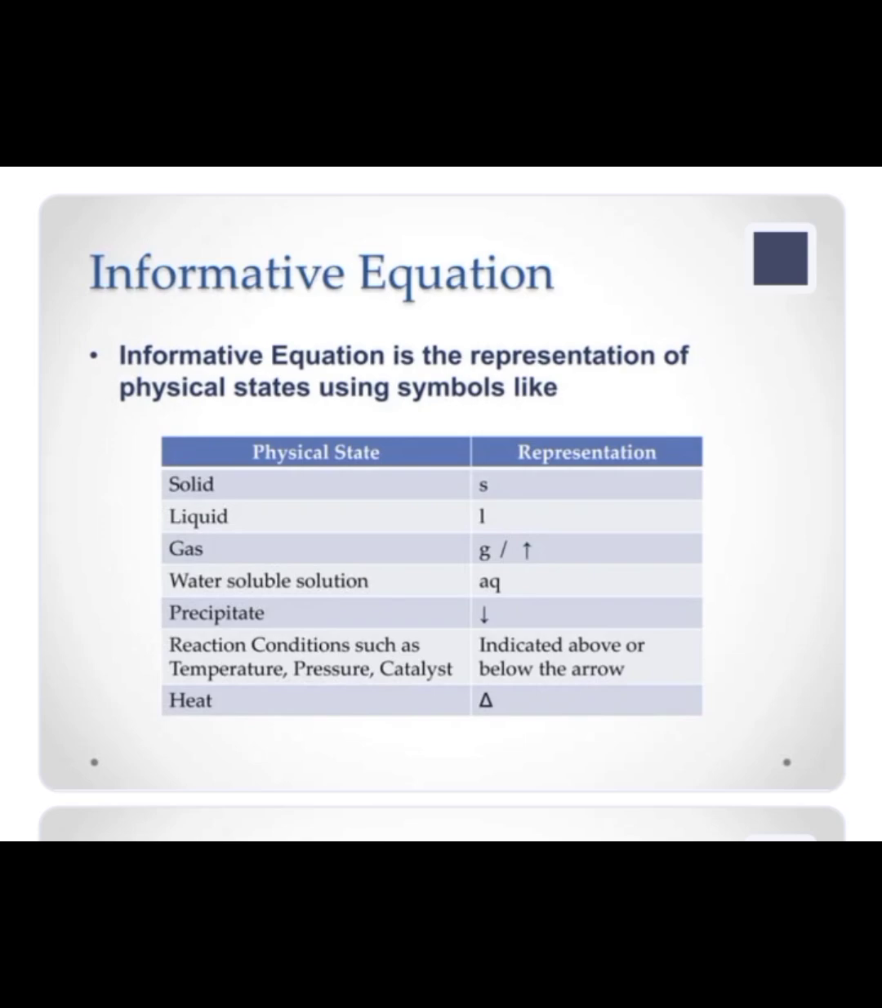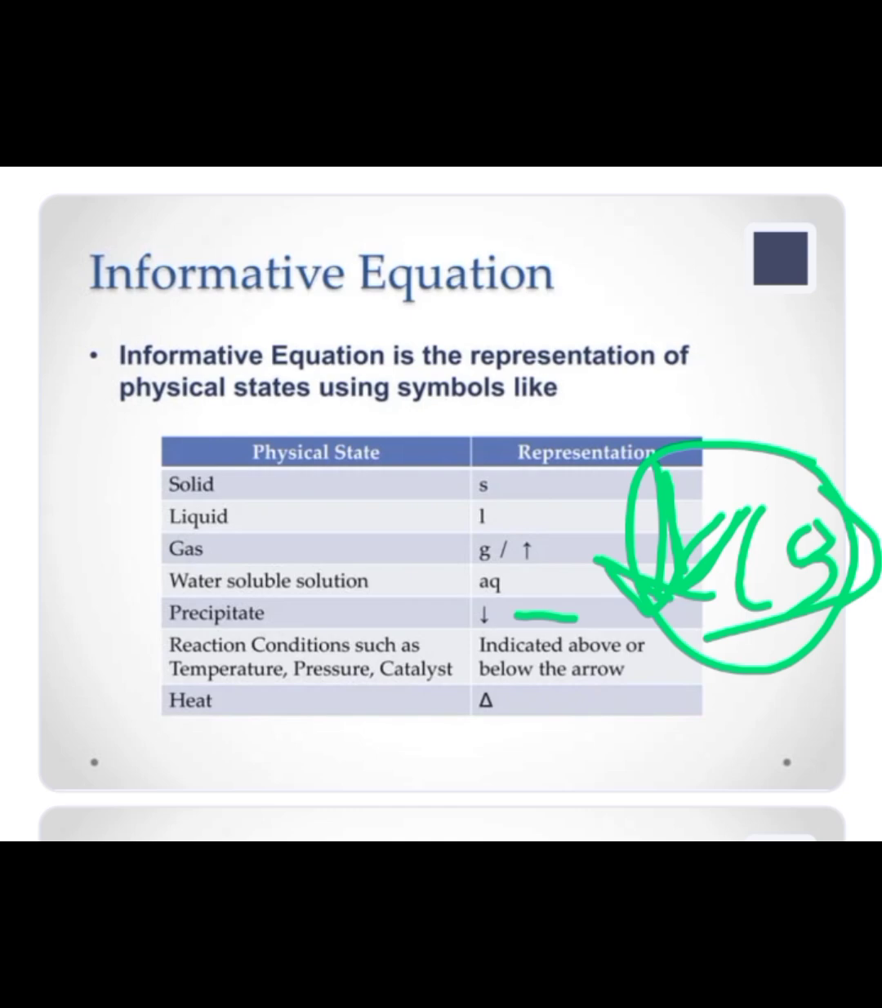Next is the precipitate. Precipitate is an insoluble solid substance that is insoluble, so can be easily separated out from the solution. It is represented by the downward arrow along with the symbol s. It means it is the insoluble solid mass present in the solution that is called as precipitate.